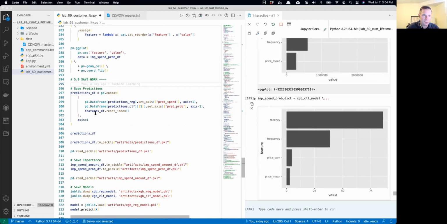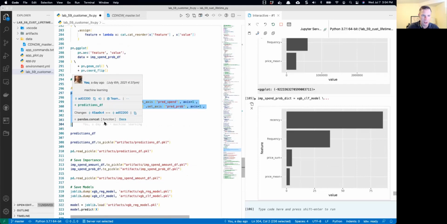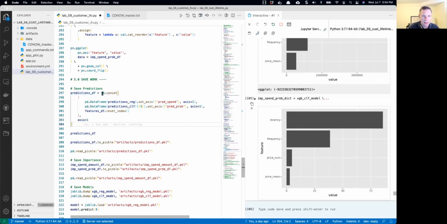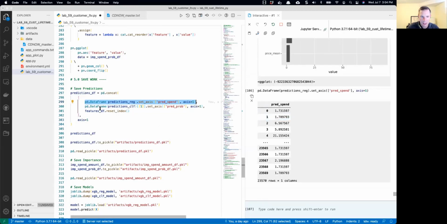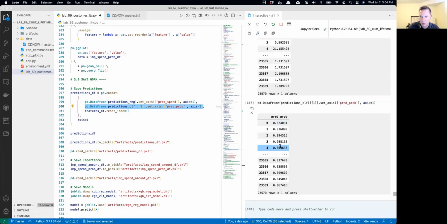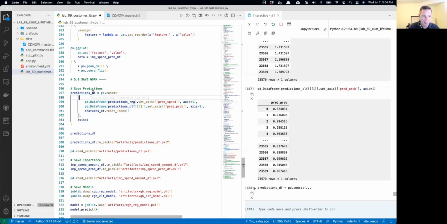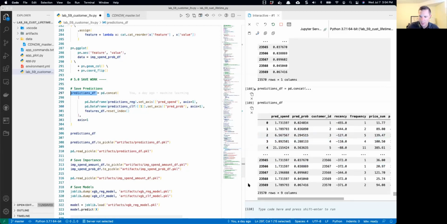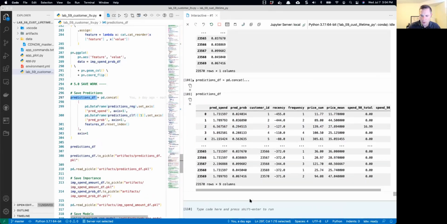Okay, now that we've gotten this far, what we're going to do is save our work. What I'm doing right here is first creating my predictions. This is a pd.concat. I'm taking my predictions from my regression model and creating a data frame with the predicted spend. I'm creating another data frame with my probability of spend, the prediction probability. Then I'm creating a data frame with my features and combining them all into one data frame called predictions_df. So shift enter, and this captures all of the results of our analysis.